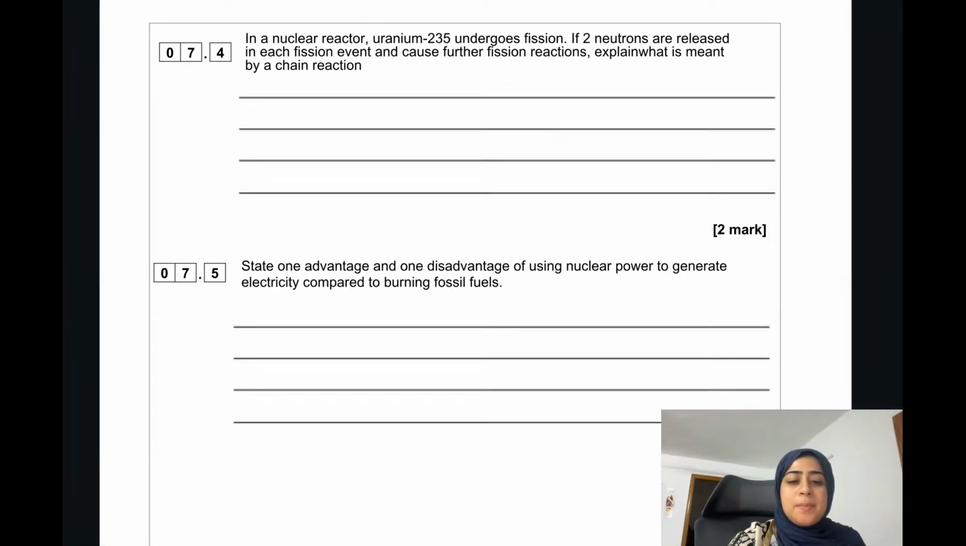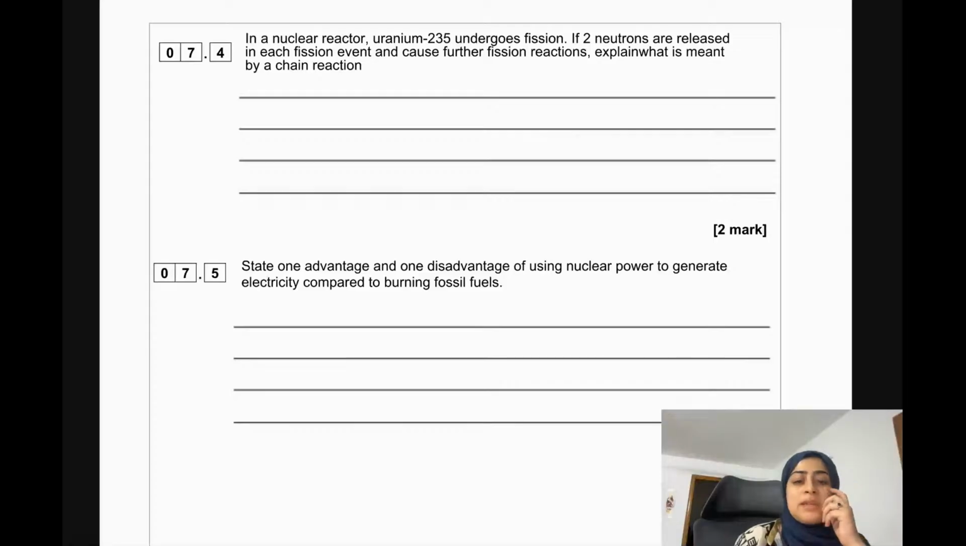Okay, next, in a nuclear reactor, uranium-235 undergoes fission. If 2 neutrons are released in each fission event and cause further fission reactions, explain what's meant by a chain reaction. Okay, guys, a chain reaction is when each fission event releases neutrons and they cause even more fission events. Okay?